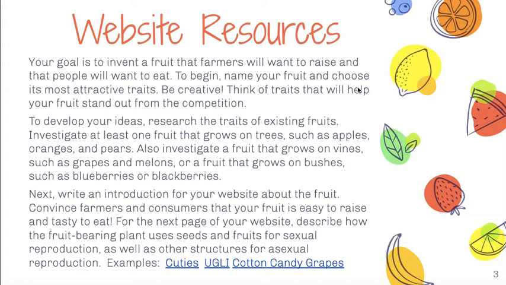But you're going to want to start to think about traits that help your fruit really pop to the average person or maybe a specific market. So tell us who it is that you're developing your ideas for. Do some research on the fruits that you want to combine.